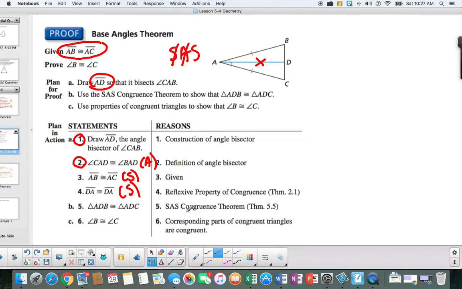Now, why is this going to be helpful? Well, we've used a shortcut to get the triangles congruent, but the other parts that we didn't use, the other two angles and the side that we didn't use, are also congruent. So this angle B is now congruent to this angle C. Remember, here's angle B and here's angle C. Since we've proved that they're congruent, this is the statement we use: corresponding parts of congruent triangles are congruent.